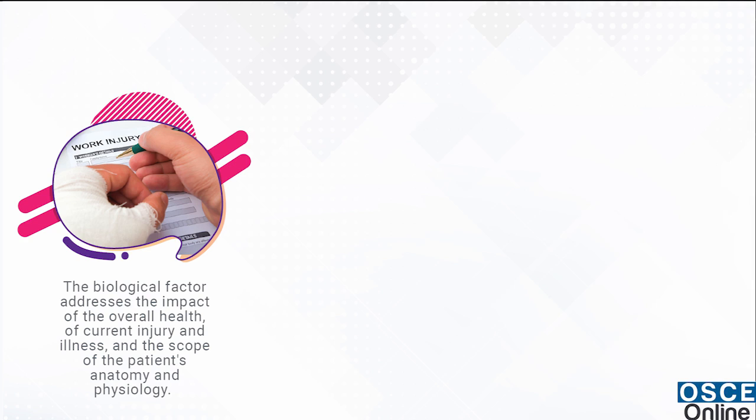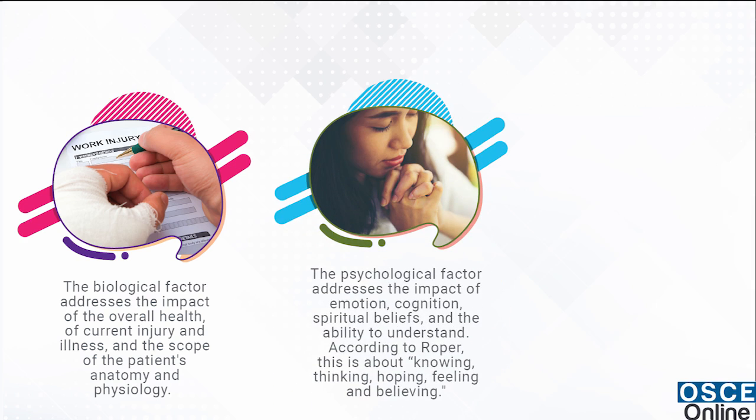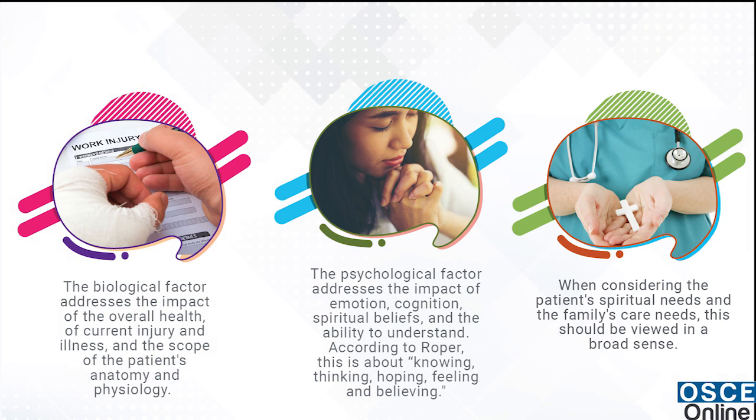The biological factor addresses the impact of the overall health, of current injury and illness, and the scope of the patient's anatomy and physiology. The psychological factor addresses the impact of emotion, cognition, spiritual beliefs, and the ability to understand. According to Roper, this is about knowing, thinking, hoping, feeling, and believing. When considering the patient's spiritual needs and the family's care needs, this should be viewed in a broad sense.